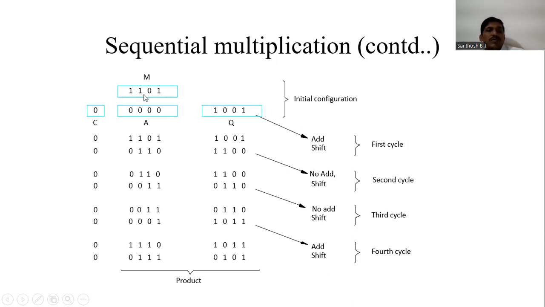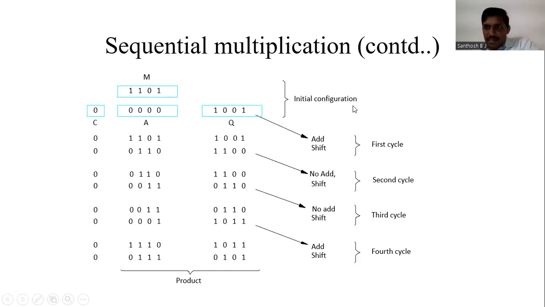So here 8 plus 4 plus 1 is 13, and the multiplier is 8 plus 1, which is 9. 13 into 9. What is 13 into 9? That is 117. I think 117 is the answer. Yes, 13 into 9, that is 117. So, all of you understood the initial configuration. No need to explain more here.